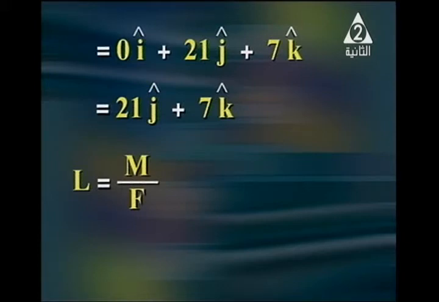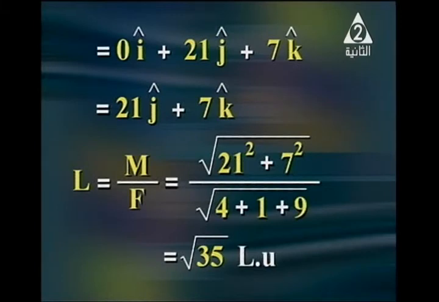We find the moment equals 20i, 21j plus 7k. After that, we find the length of the perpendicular. What is the rule? M over F. M is the magnitude of M, the square root of the moment 21j plus 7k.